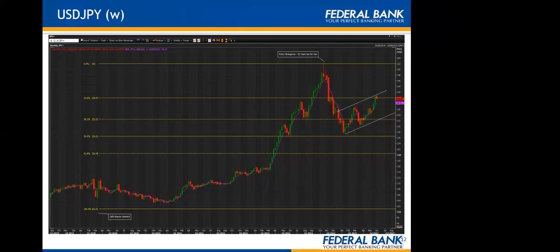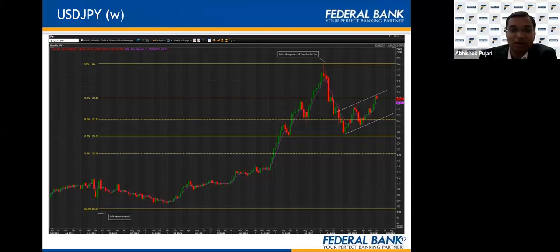Great. So thank you so much, Abhishek. I think there are no more questions. But my earlier question: any long-term in-house view on dollar rupee for 2 to 3 years? Yeah, definitely.